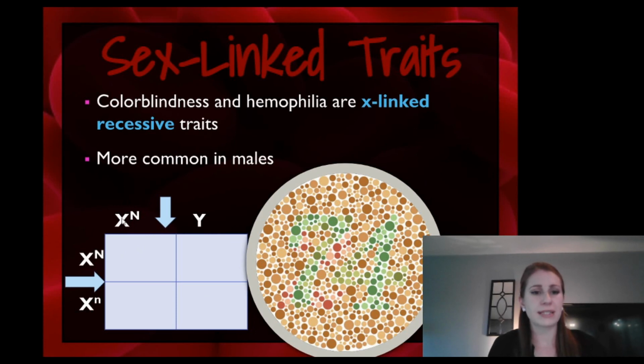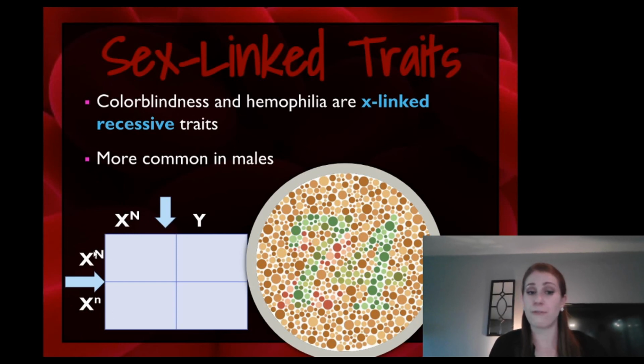So over here we can say we've got X big N Y, and it honestly doesn't matter right now what this represents, but we can go ahead and say that color blindness is going to be little n, and regular vision is going to be big N. So this person up here is male, they're XY, and they have big N, or dominant, so normal vision.